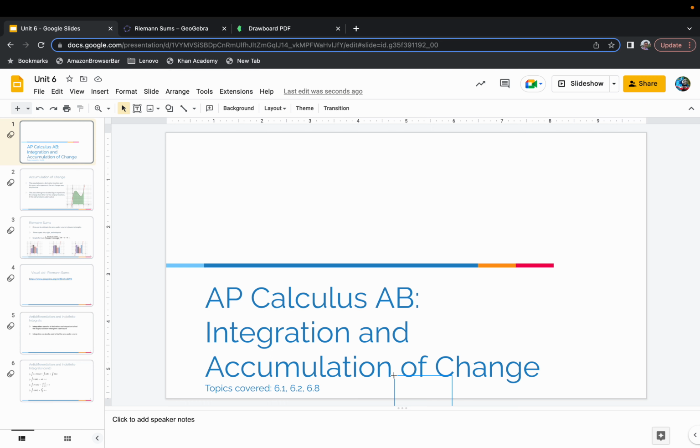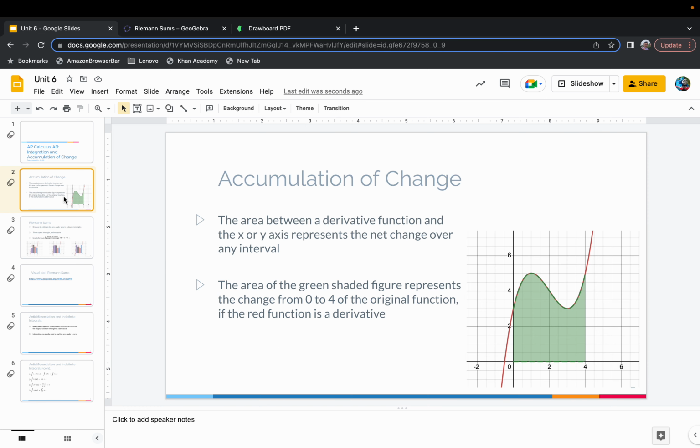This is AP Calculus AB Unit 6, covering integration and accumulation of change. So first we're going to talk about what accumulation of change means in a graphical calculus setting.